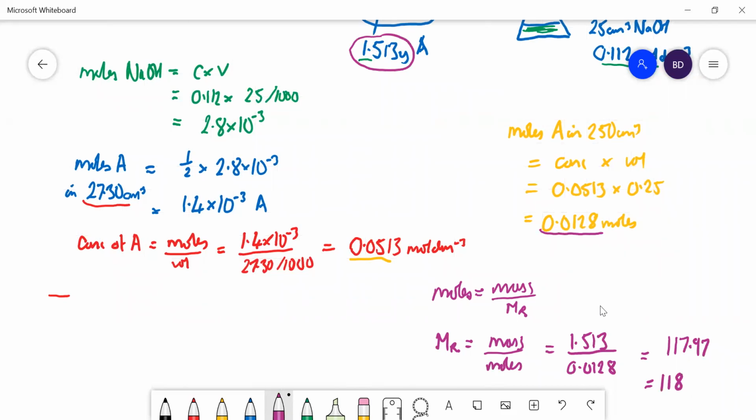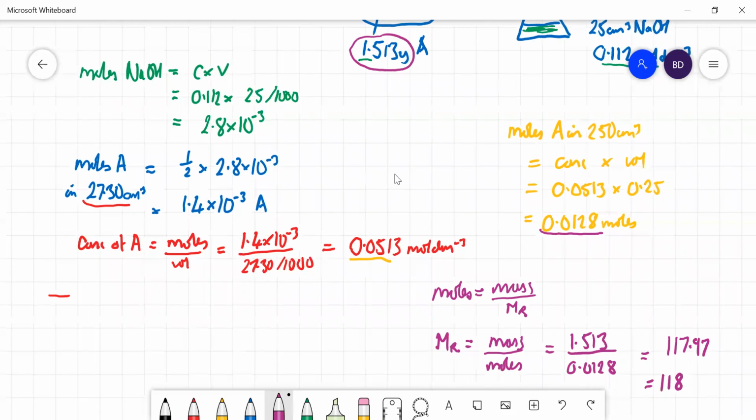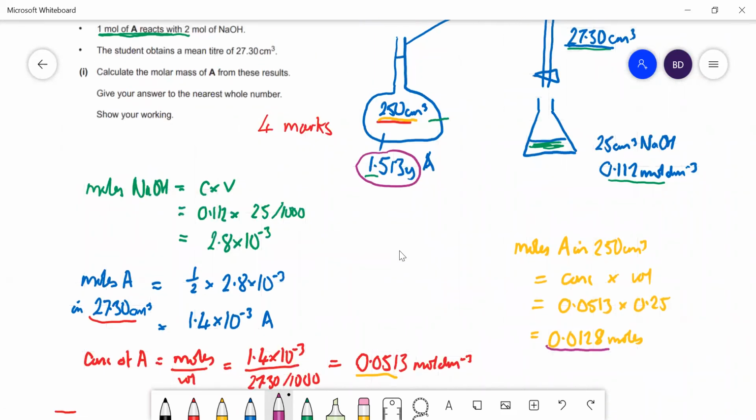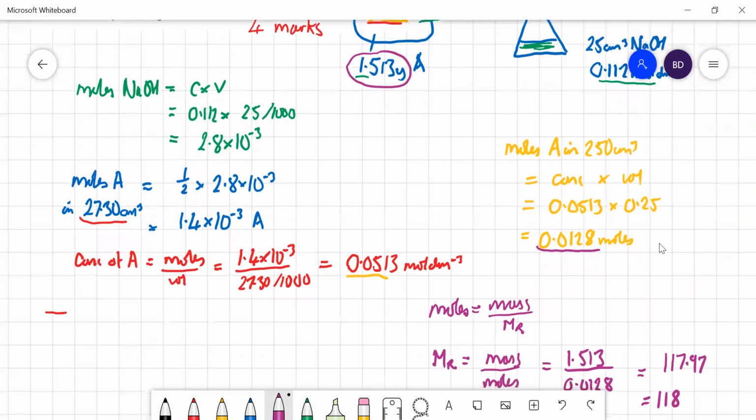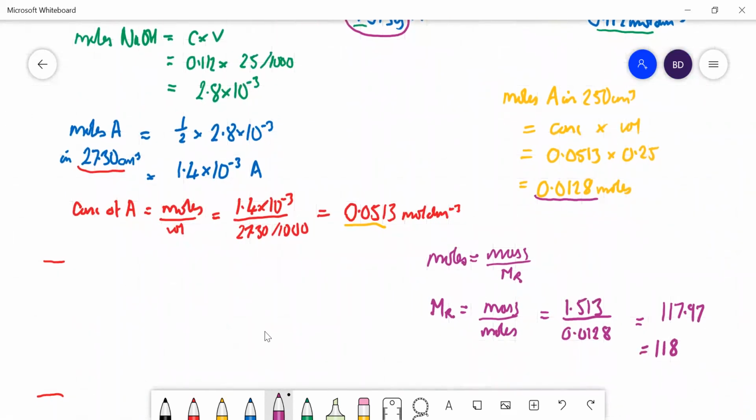So that's 118. I think it does ask us to give it to appropriate number of significant figures. If I just scroll up. No, give your answer to the nearest whole number. So it's 118 is the answer. Right, now the next part of this question.